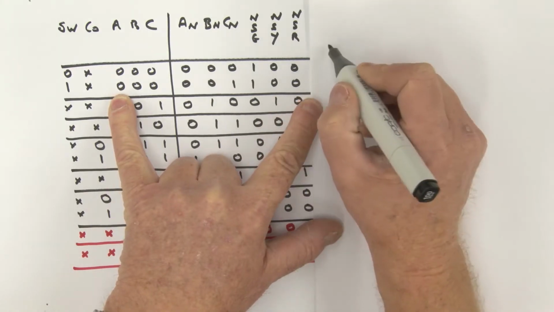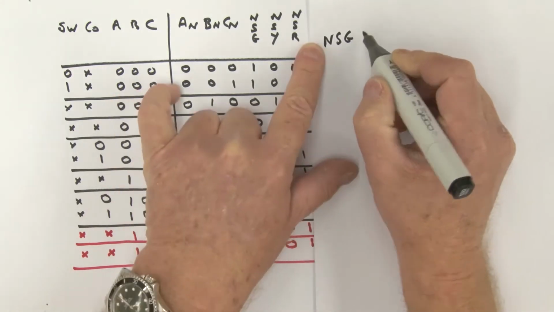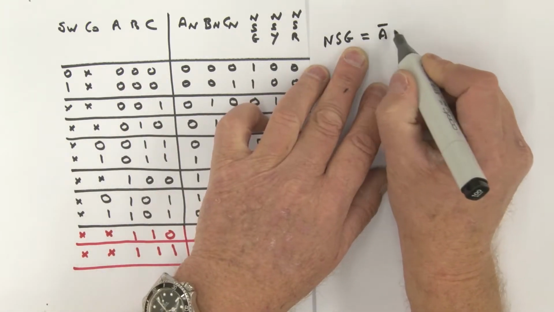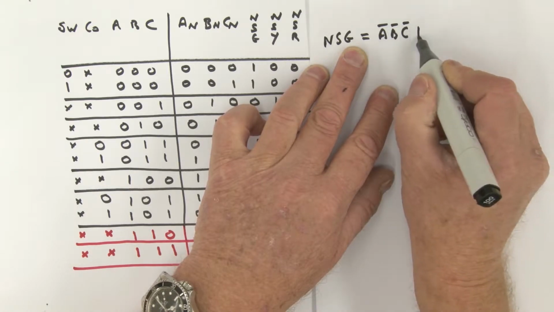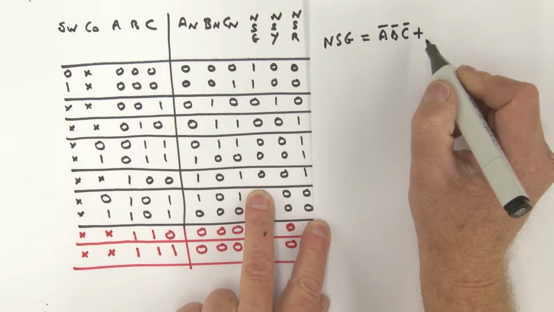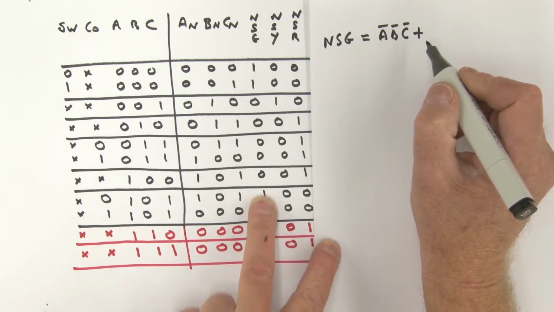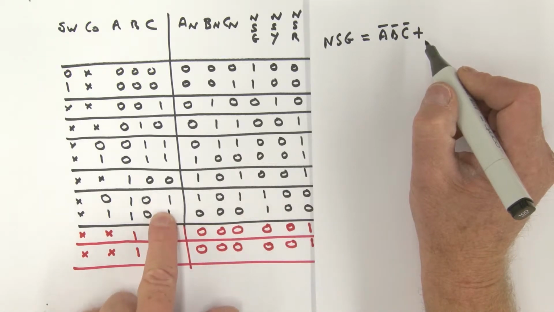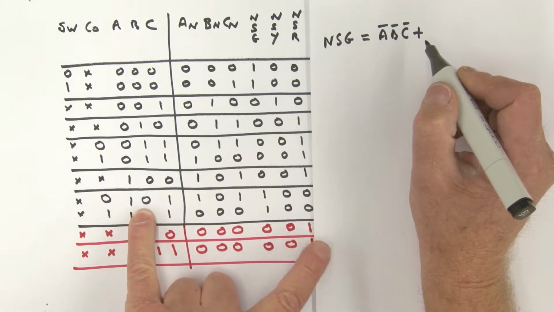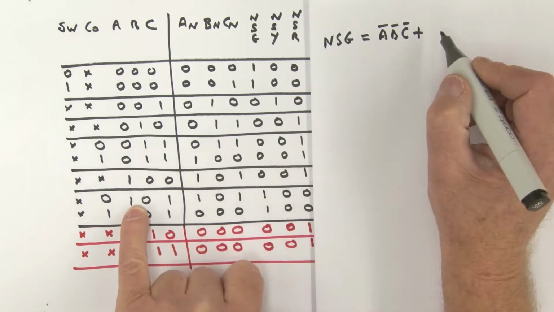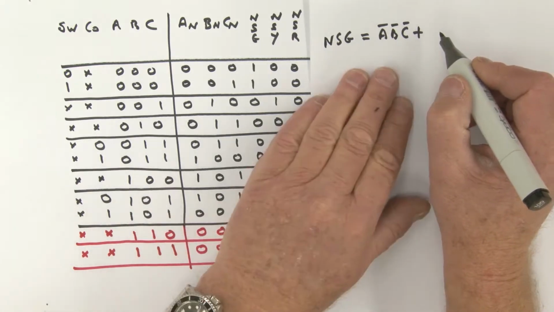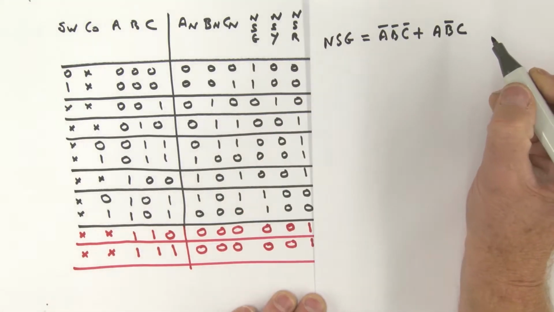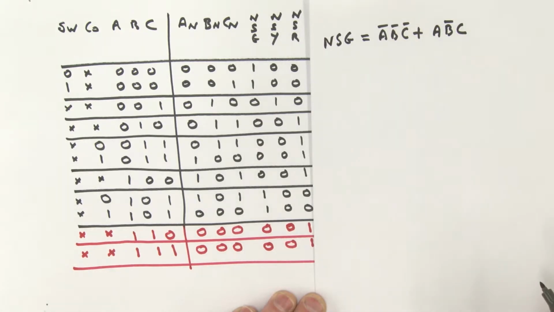So I can actually say north-south green is equal to A bar, B bar, C bar, or what else have we got? Let's come on down. Well, it's also occurring in this particular state here, isn't it? So there's north-south green. It occurs in this state, and so we can write that down as A, B bar, C. And that's north-south green.